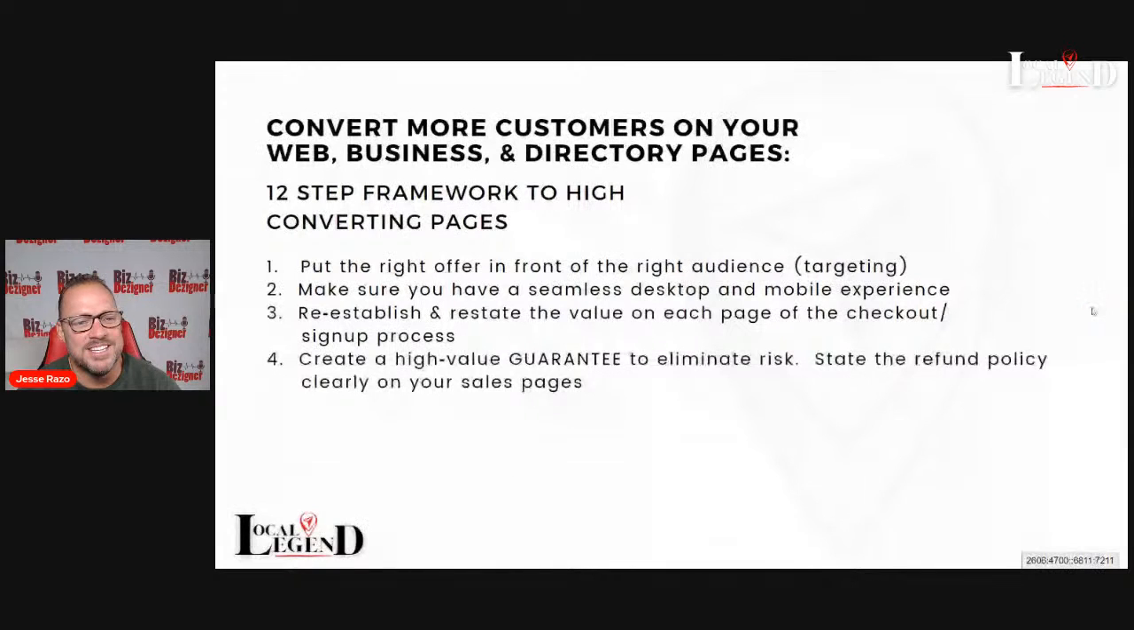So step 4 in our 12-step framework is to create a high value guarantee to eliminate risk. One of the cognitive buying biases that we need to overcome is risk reversal. So if we can utilize things like a guarantee to eliminate the risk, a guarantee is a really great way to reduce risk or do a risk reversal.